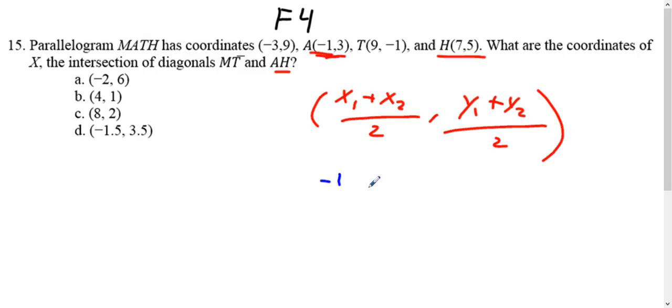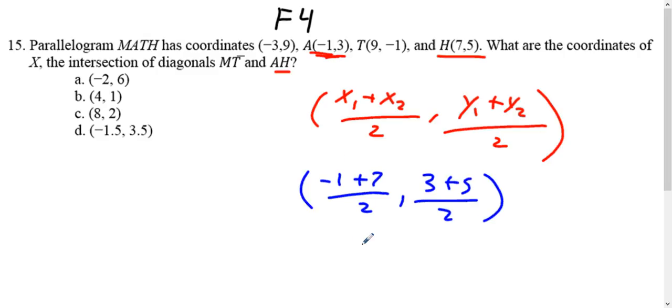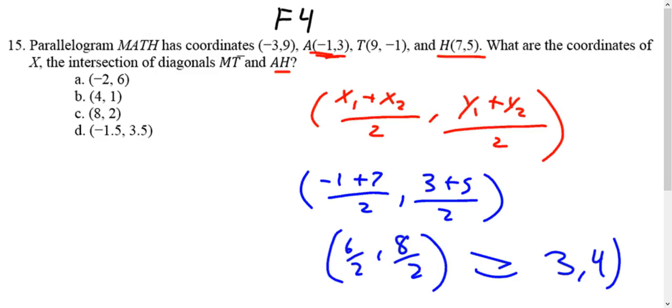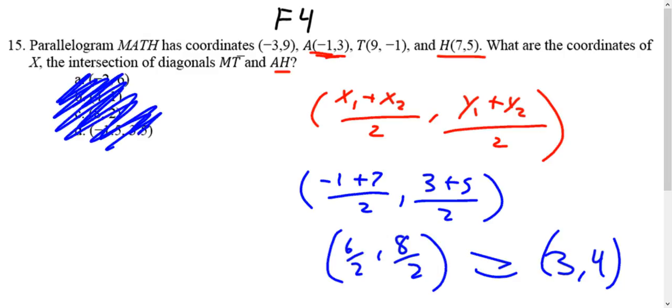So that's -1 plus 7 over 2 and 3 plus 5 over 2. That's 3 comma 4, which is not an option. So 3 comma 4 is the right answer. Let's just get rid of all those options.